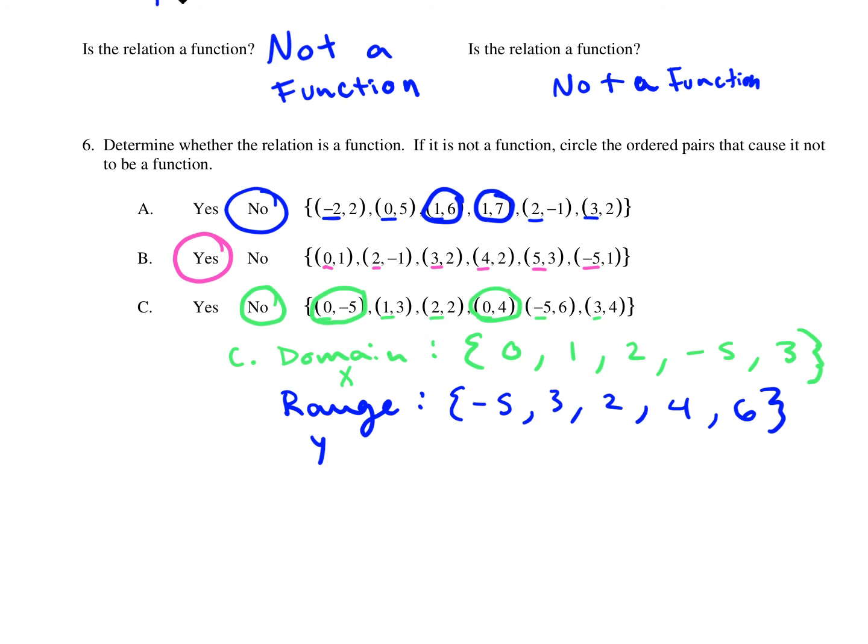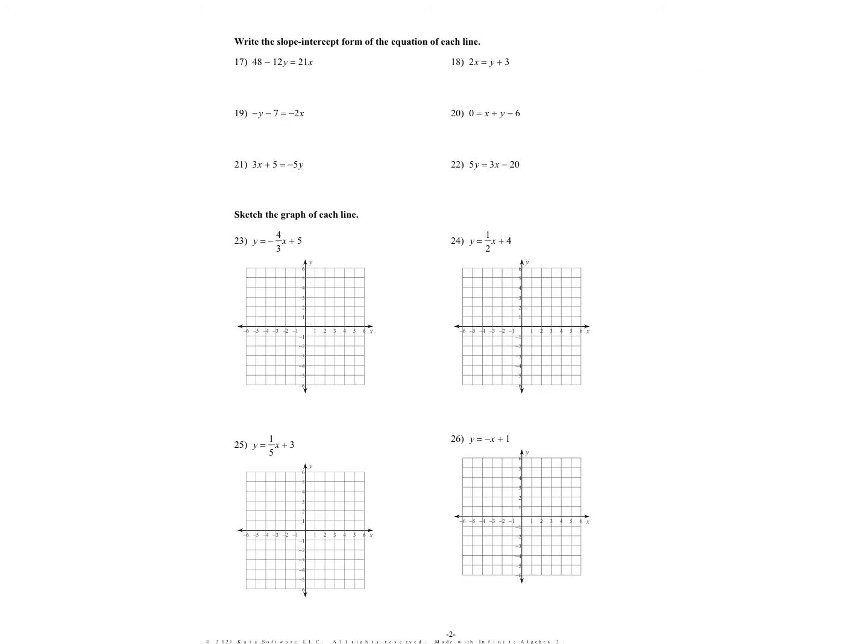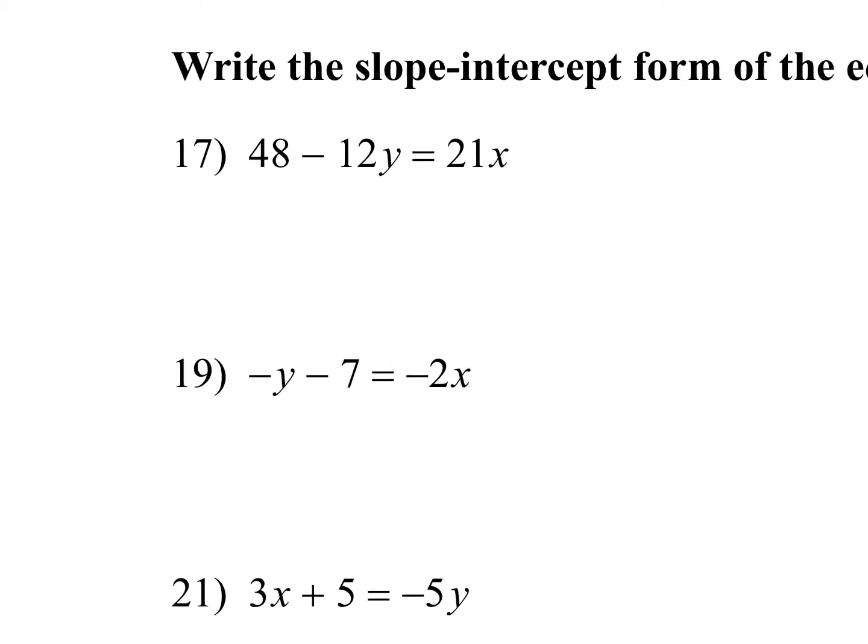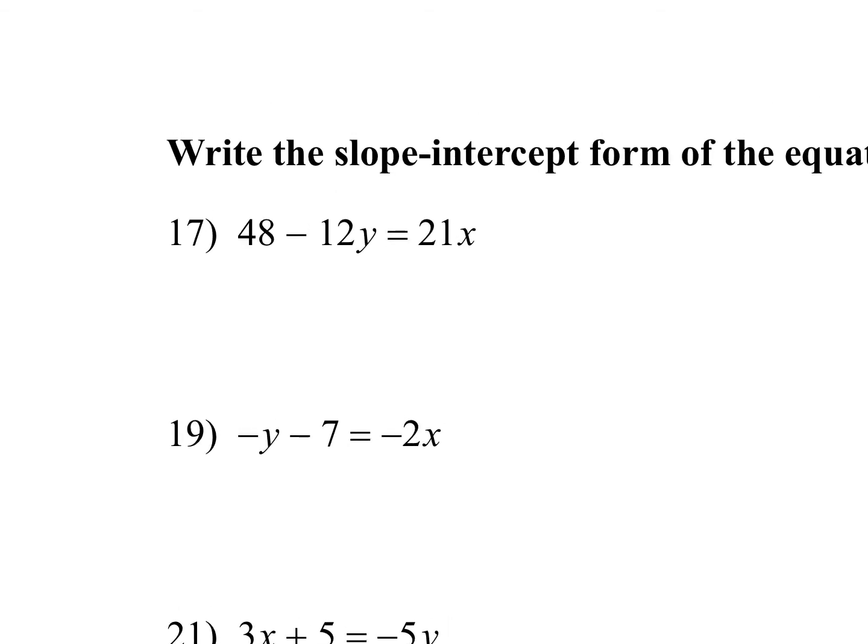All right, next one. So here we have to write the slope-intercept form of the equation of a line. So this is where we want it to be y equals. What's our slope-intercept form? Y equals mx plus b. So we want it to look like this. We need it to be y equals, then our x, then the number.